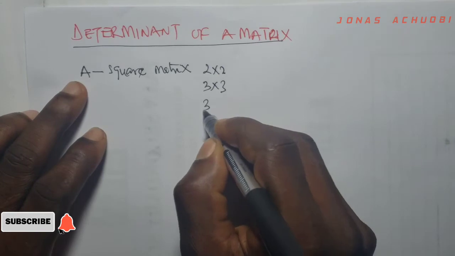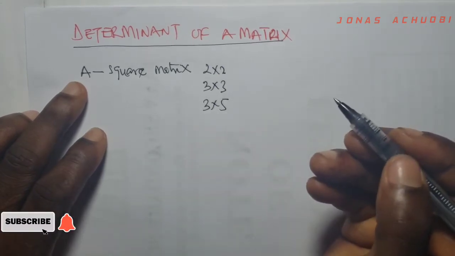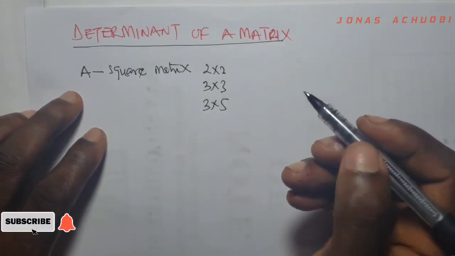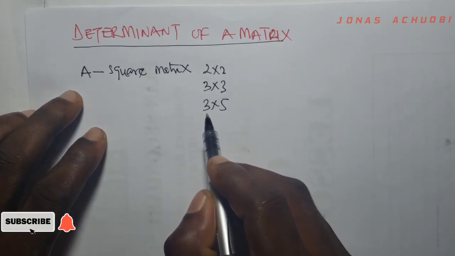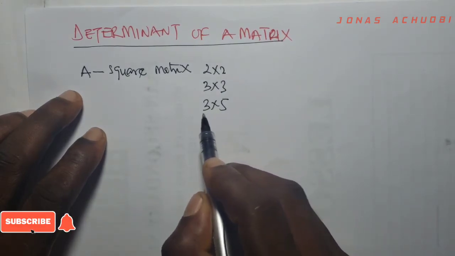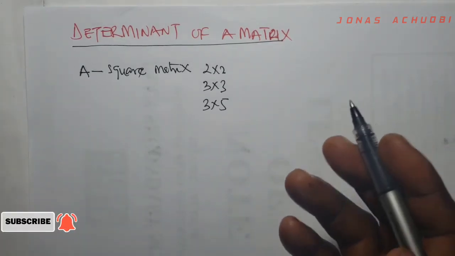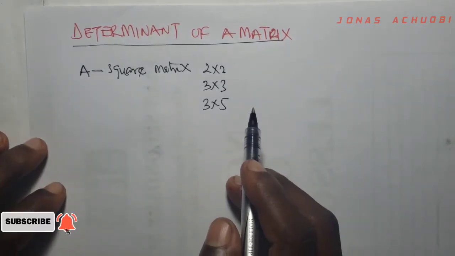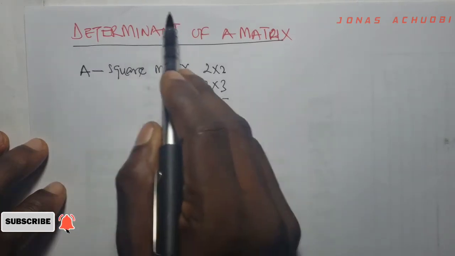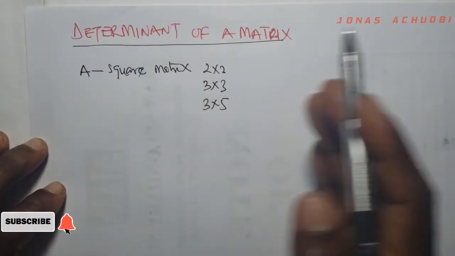But if A is a 3 by 5 matrix, A is not a square matrix because A will be having 3 rows and 5 columns. Therefore, the number of rows and columns are not the same. Hence, A is not a square matrix. Now, why is this important? It is because we only define the determinant of a matrix for matrices that are square.